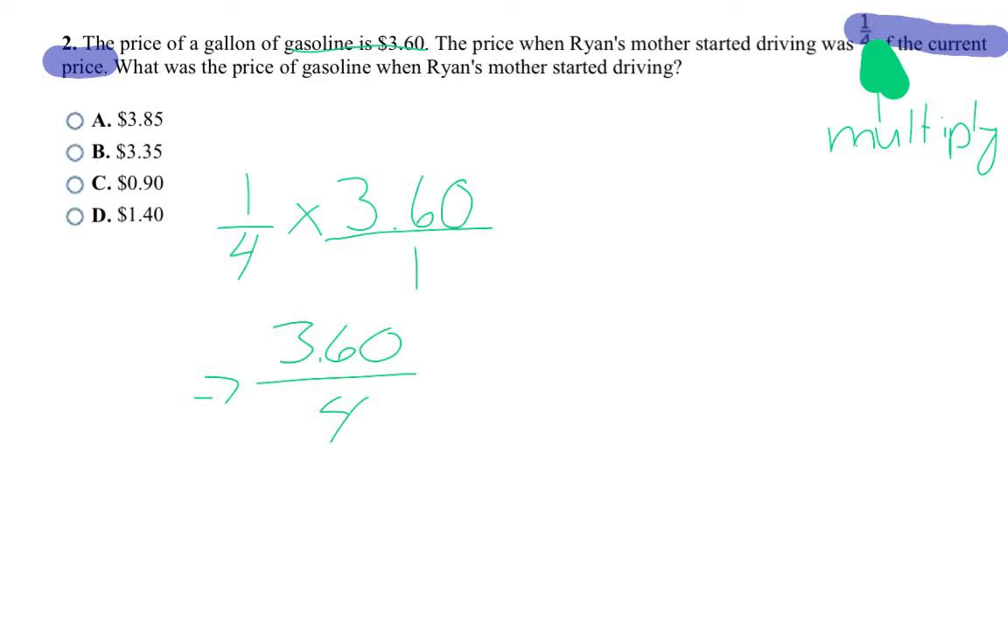So you can either do it longhand. You can take the 4 up front and write the 3.6 underneath and work it out longhand, or in your calculator you can just press 3.60 divided by 4 equals, and either way you're going to get an answer of 90 cents. So that's going to mean that choice C is going to be your final answer.